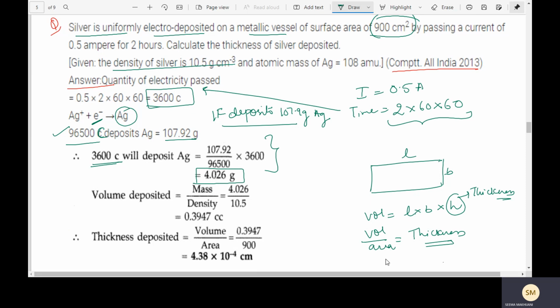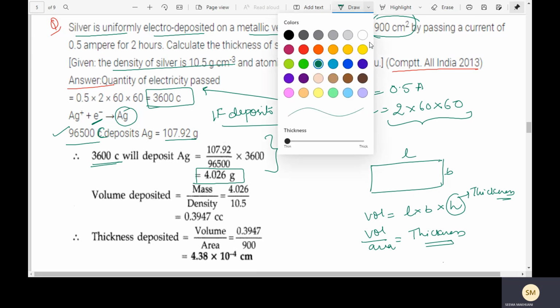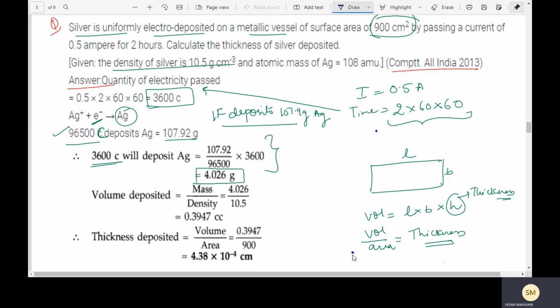Now for the thickness, the surface area is provided. Volume is to be found. To find the volume, it is equal to mass upon density. Surface area was given, but to find the volume, mass upon density. Mass has come from here. Density is given in the question. So you can easily calculate the volume of the silver. Here it is. Now what remains is the thickness.